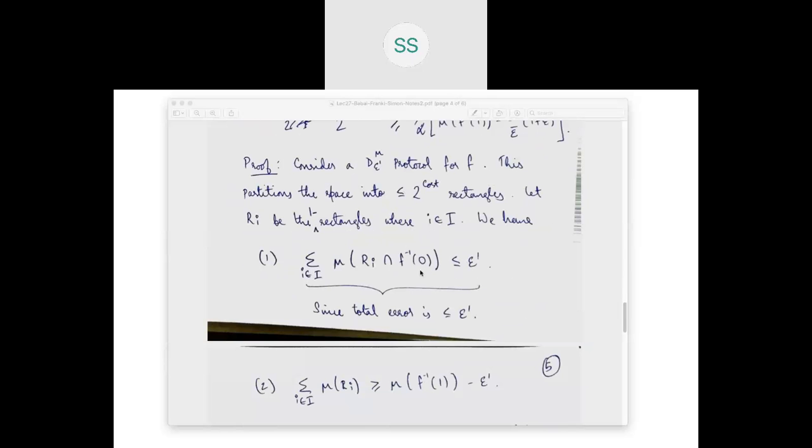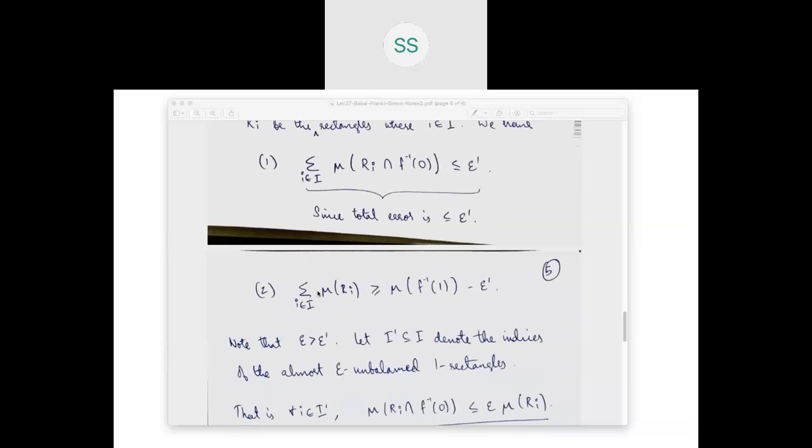First, consider a protocol for F. This partitions the space into at most 2 power the cost many rectangles. Let Ri be the 1 rectangles. So first we count the fraction of the zeros in the 1 rectangles. This should be at most epsilon prime, the allowed error. Then we count the total measure of 1 rectangles, and this has to be not too different from the total measure of ones. That gives us this.